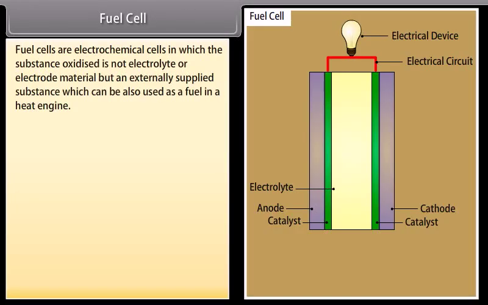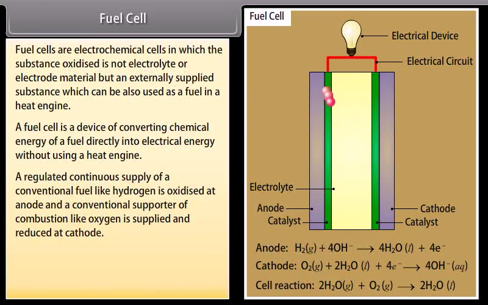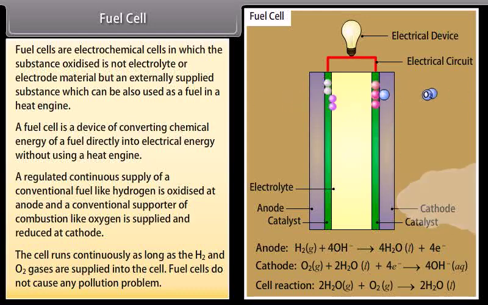Fuel cell. Fuel cells are electrochemical cells in which the substance oxidized is not the electrolyte or electrode material, but an externally supplied substance, which can also be used as a fuel in a heat engine. A fuel cell is a device for converting the chemical energy of a fuel directly into electrical energy without using a heat engine. A regulated continuous supply of a conventional fuel like hydrogen is oxidized at the anode, and a conventional supporter of combustion like oxygen is supplied and reduced at the cathode. The cell runs continuously as long as the hydrogen and oxygen gases are supplied into the cell. Fuel cells do not cause any pollution problem.